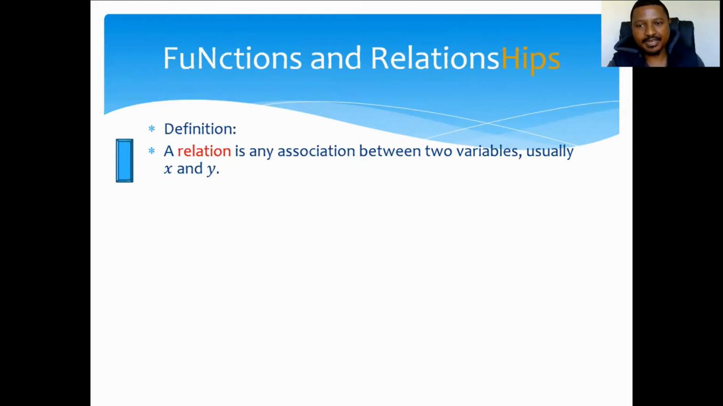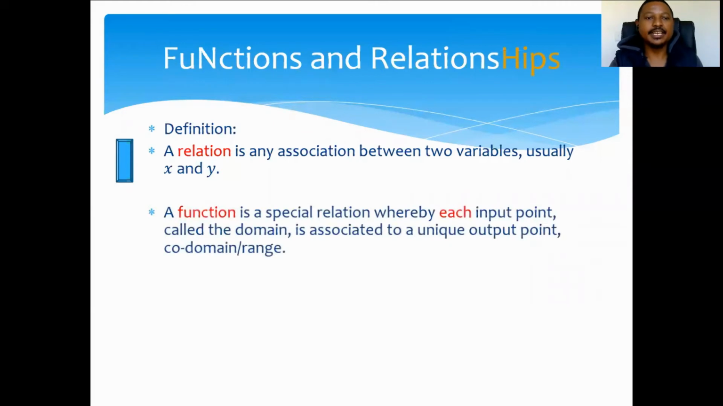So let's see what a function is. A function is a special relation whereby each input point, called the domain, is associated to a unique output point called the codomain or the range. So now we can see, learners, again that there is that association, but this association is a special one, because it's not just a random association.